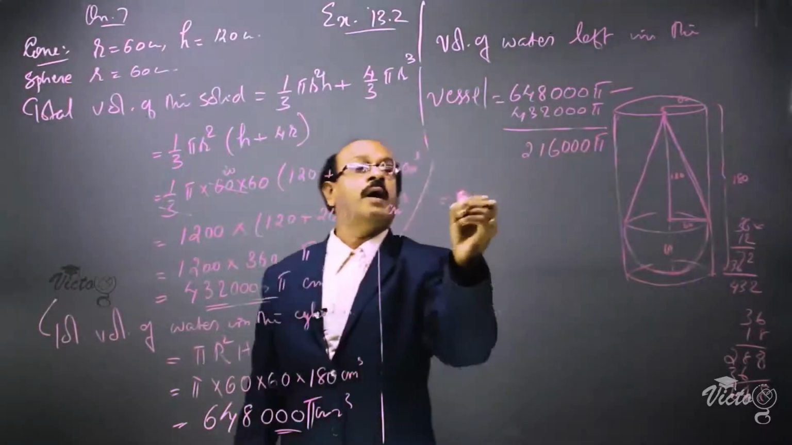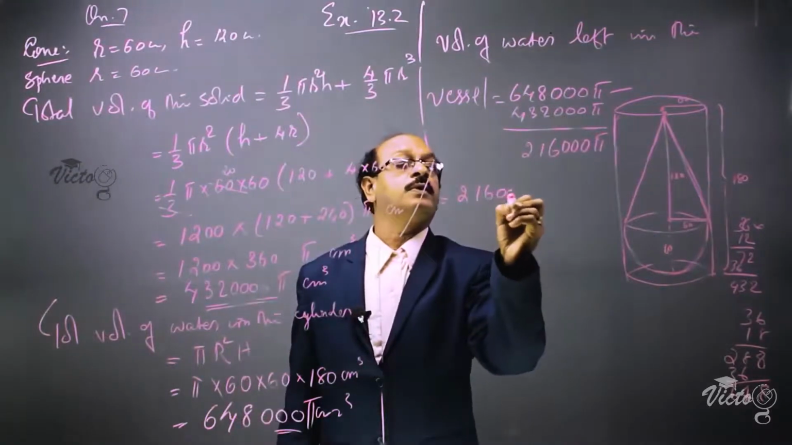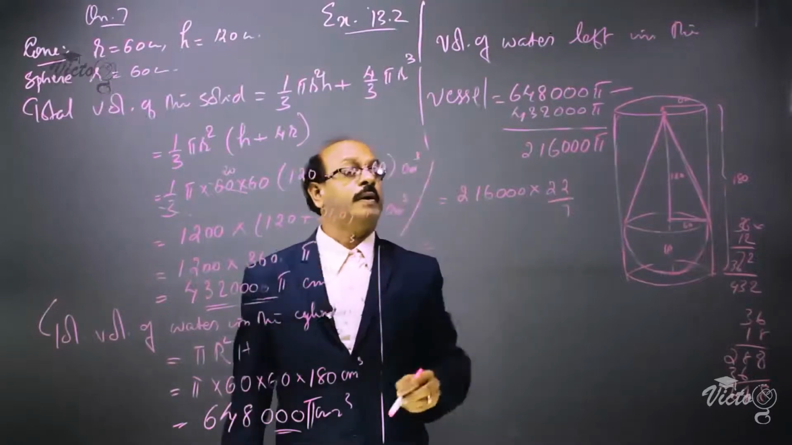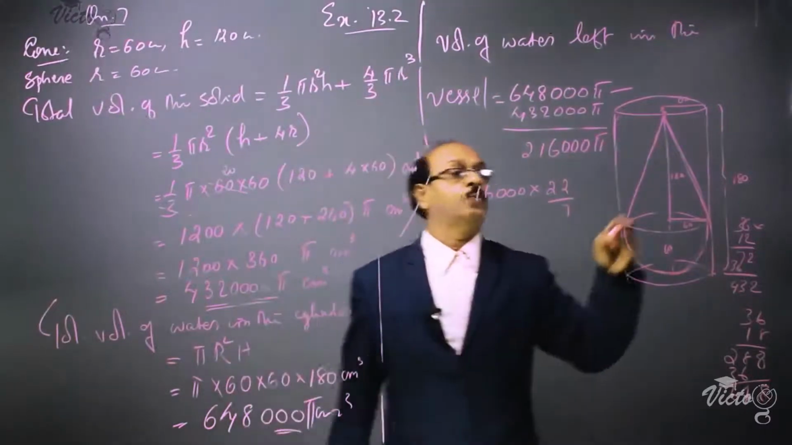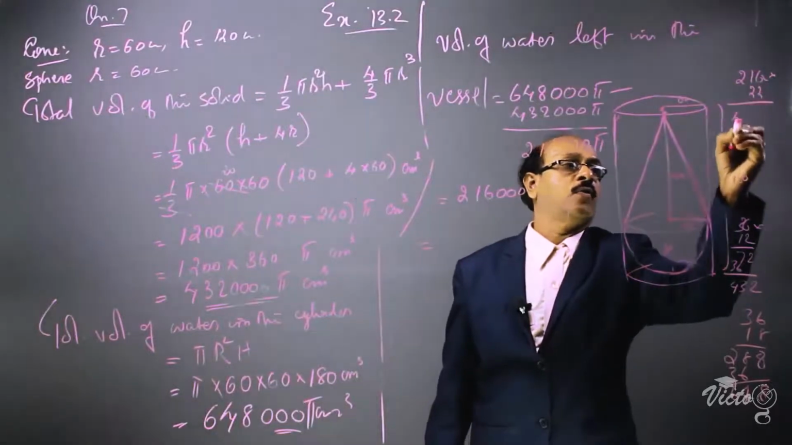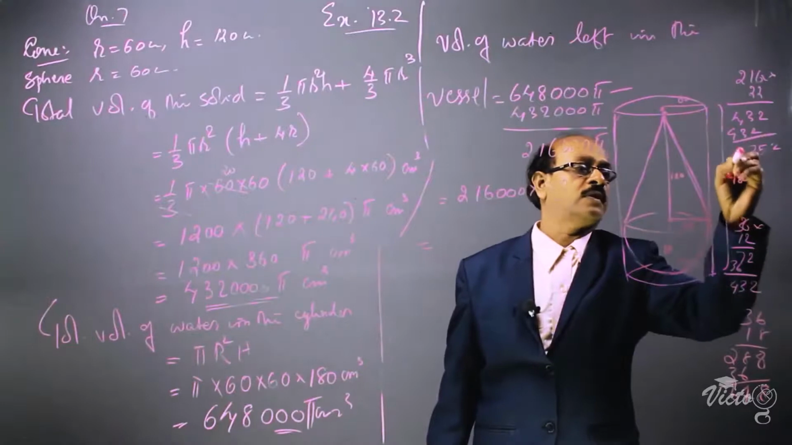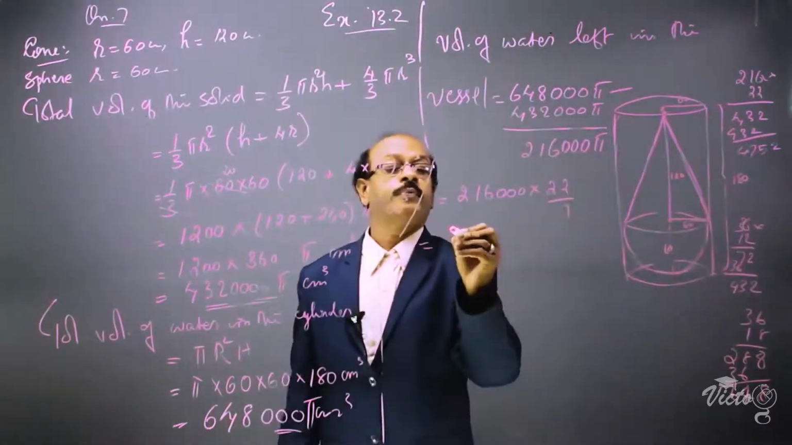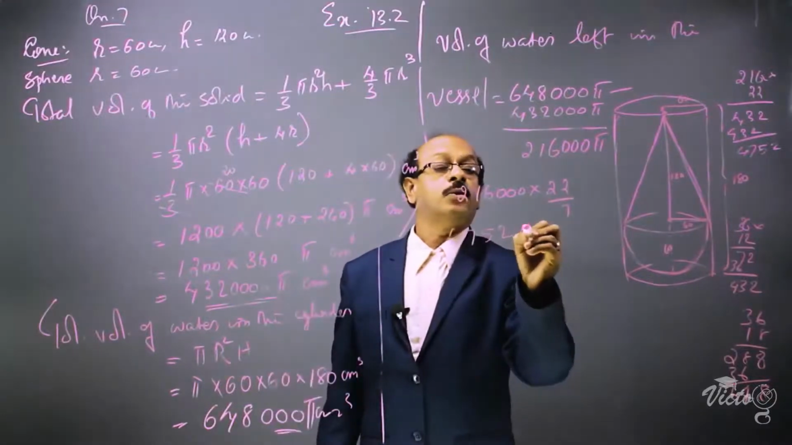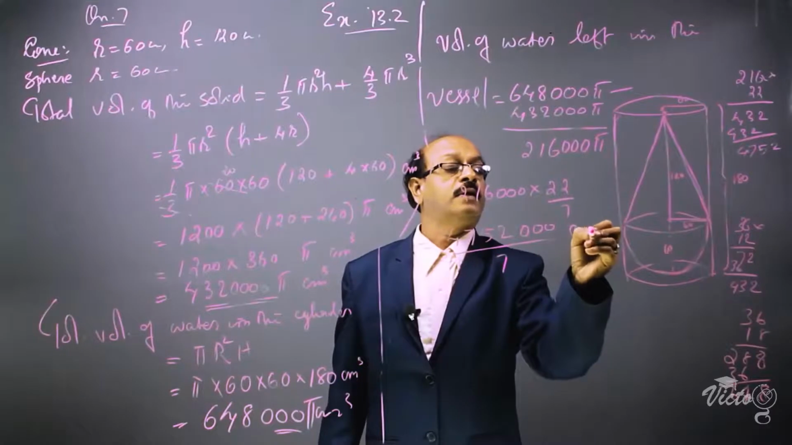Now we have to give the value of pi. 216,000 into 22 by 7. We are multiplying 216 into 22. It is 432, again 432, that is 4752. So 4752,000 by 7 centimeter cube.